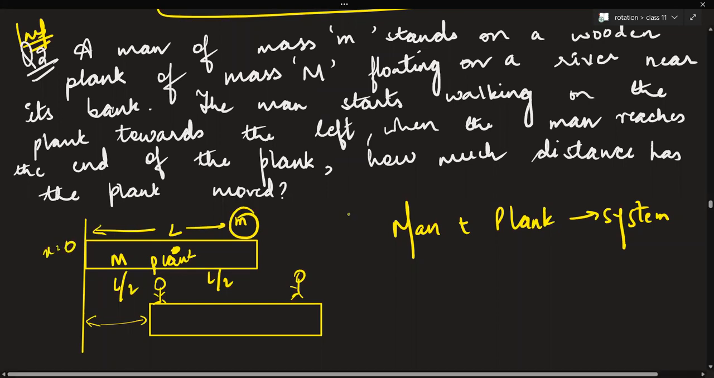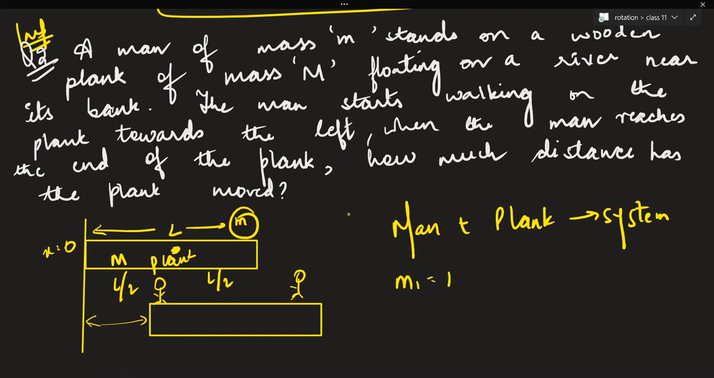So see, for the first case, M1 will be small m, the mass of the man. X1 will be this complete length from the origin, that is L. M2 will be the mass of the plank, capital M. And where is the center of mass of the plank located? At L by 2.